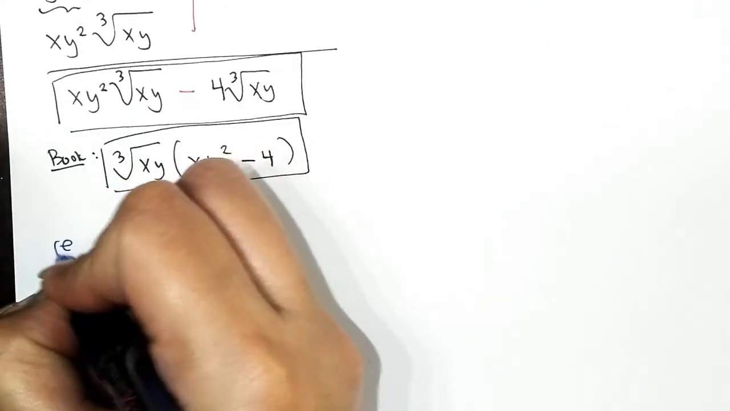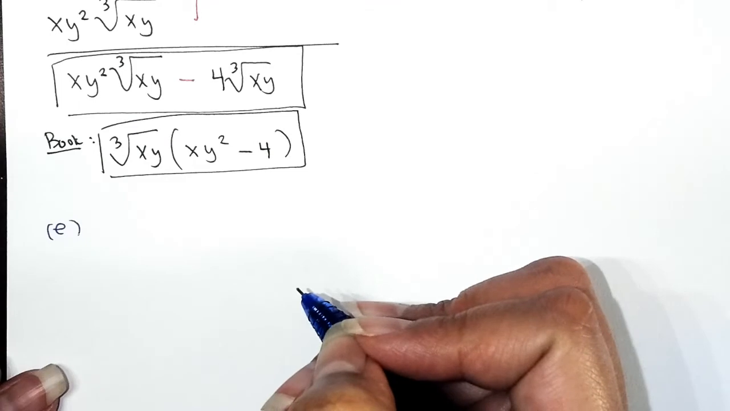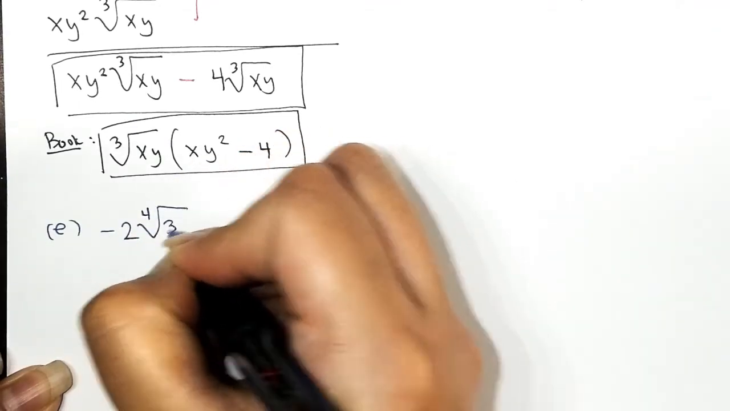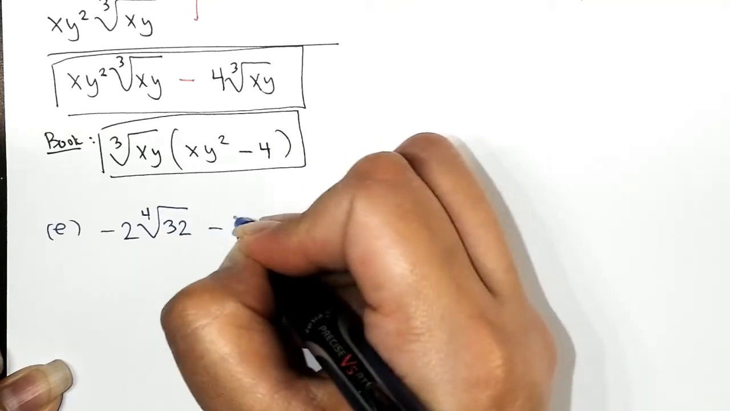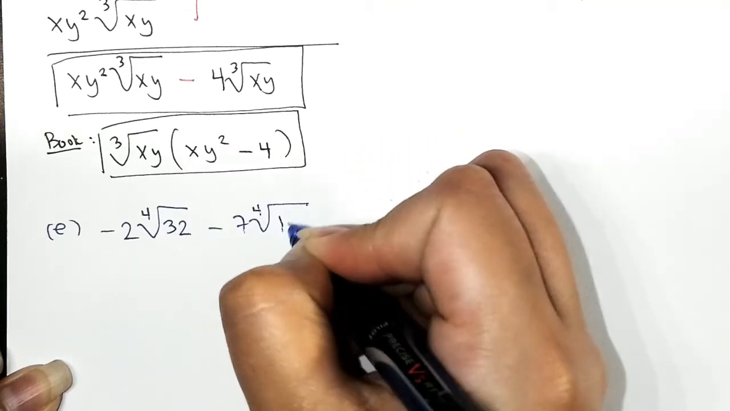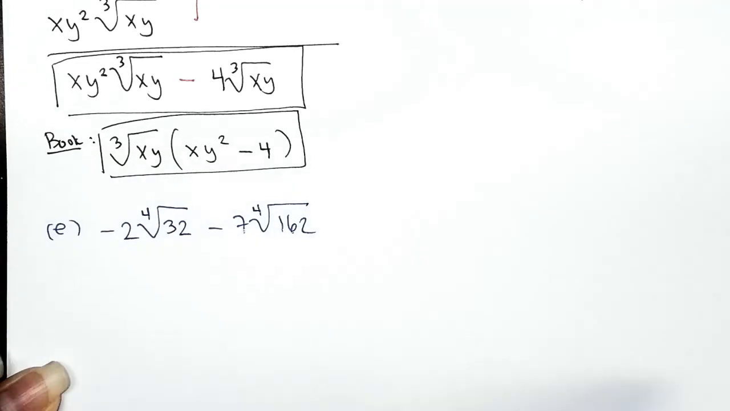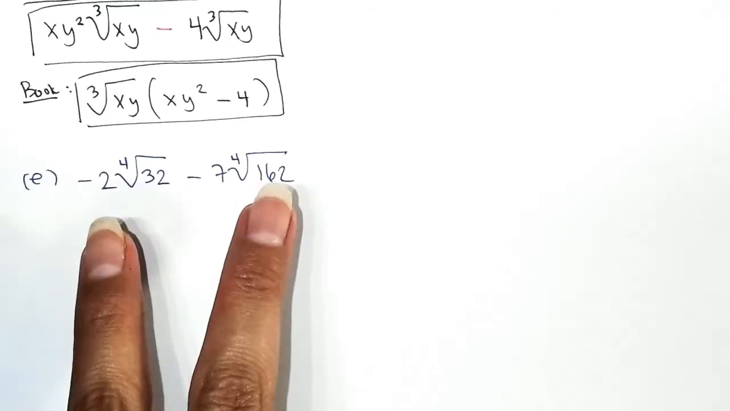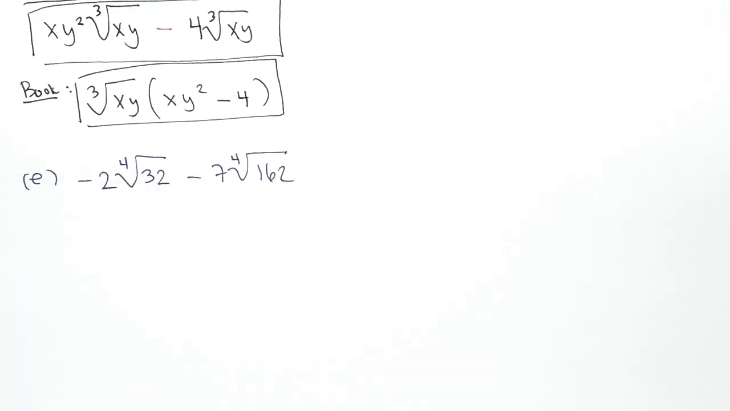Problem E. We have -2 times the 4th root of 32 minus 7 times the 4th root of 162. Fantastic. Okay, so first things first, are these terms like terms? It sounds like a trick question. They are like terms because they're both numbers. There are no variables attached. So with the calculator, we can combine them, not by hand.